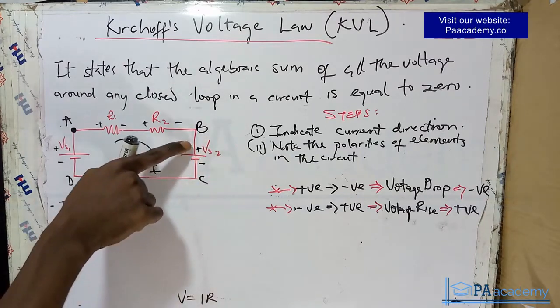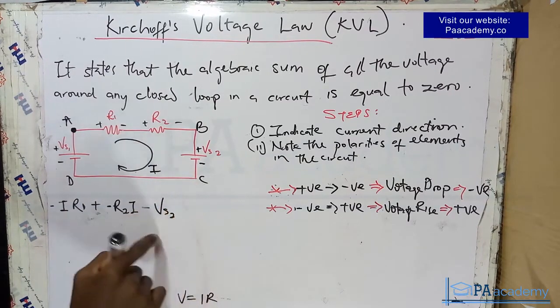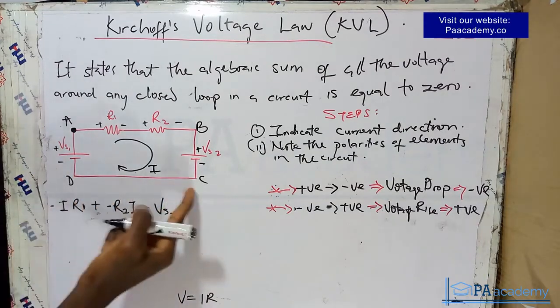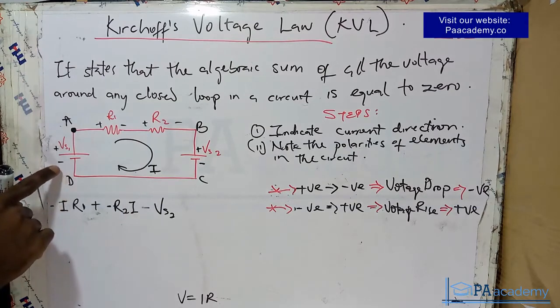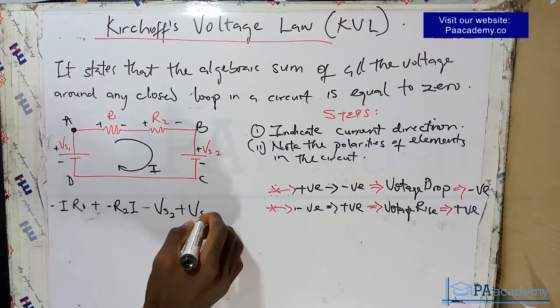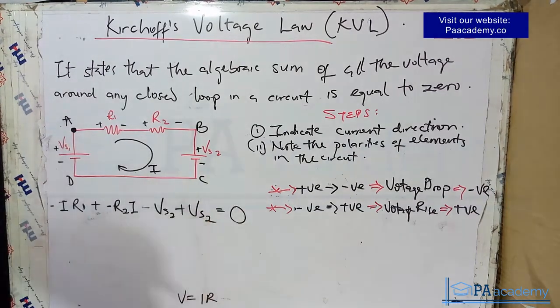But look at it, it is from positive to negative, so that is going to be minus Vs2. That is our voltage source 2. If you should come back like this, and then there's nothing here, there's no element here. From point D to point A, we are going from negative to positive. That is going to be plus Vs from Vs2, and that is equals to 0.